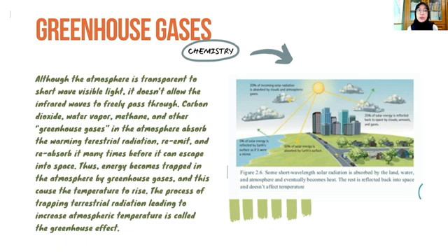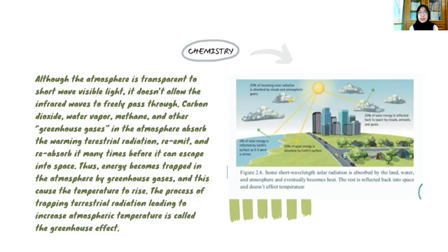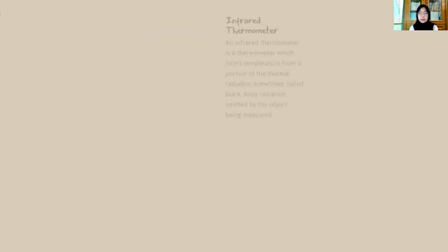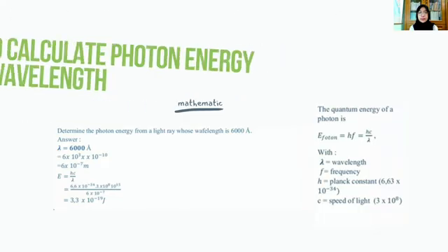They emit it and absorb it many times before it can escape into space. Thus, energy becomes trapped in the atmosphere by greenhouse gases, and this causes the temperature to rise. The process of trapping terrestrial radiation, leading to increased atmospheric temperature, is called the greenhouse effect. Now you can see how to calculate the energy from the wavelength using this formula, the wavelength times the frequency. Okay, next.